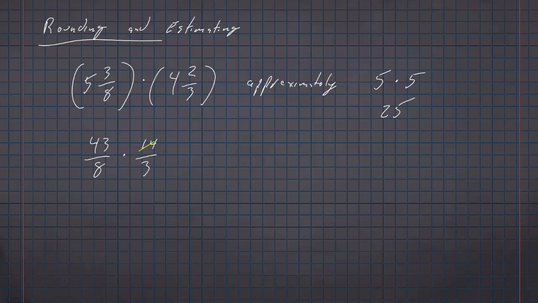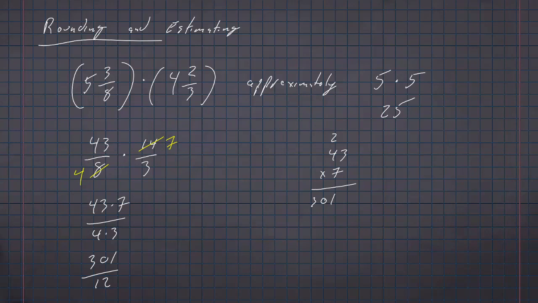I do notice that I can make this a little bit easier. Divide by 2. 14 divided by 2 is 7. 8 divided by 2 is 4. All right, 7 times 3 is 21. 7 times 4 is 28 plus 2 is 30. And 4 times 3 is 12. So if I want the exact value here, it's 301 over 12.